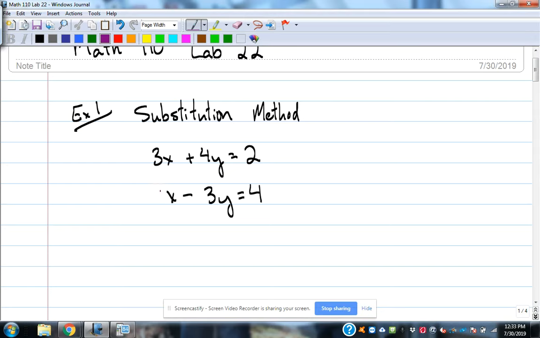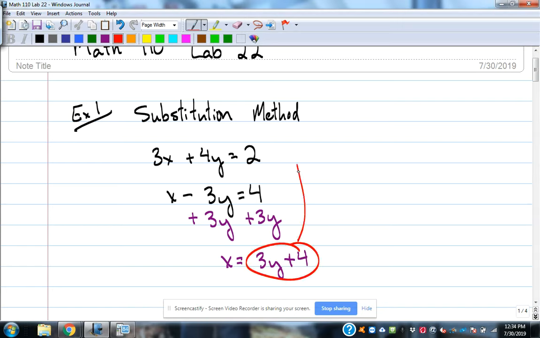The easiest thing to do is look for one of the variables that has a 1 as the coefficient in front of it. So here the x can be easily isolated by just adding 3y to both sides. So we get x equals 3y plus 4. Then we can take that portion that x is equal to and substitute it for x in the other equation, so that we have 3 times (3y plus 4) plus 4y equals 2. And we can solve that equation for y. So we only have one variable in the problem now.